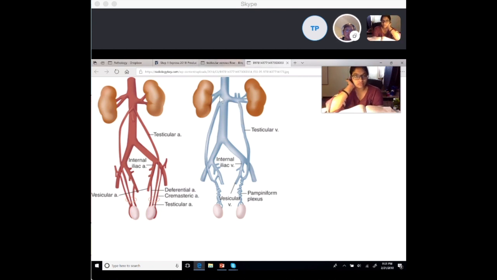So if there is any kind of increase in pressure, there's a decrease in laminar flow. You'll get more turbulent flow, kind of like when you see a stream run into the ocean, you're going to get a bunch of waves here. So you're going to get a decrease in flow, and it's going to back up all the way to here. And so these veins, that bag of worms, it's all this pampiniform plexus swelling up with excess blood.